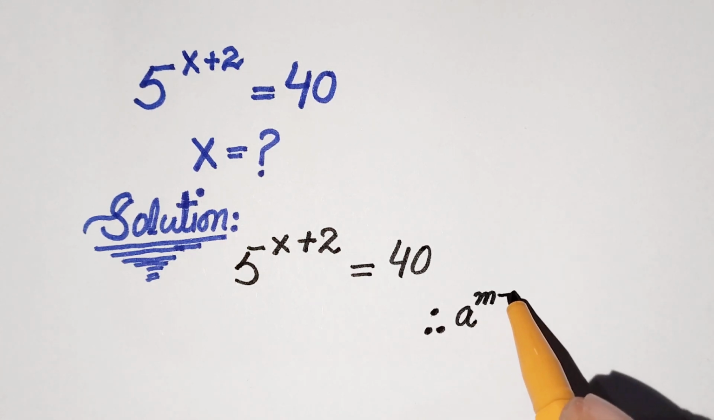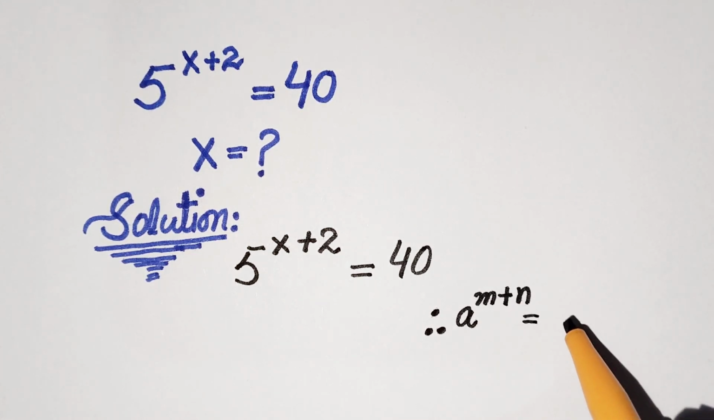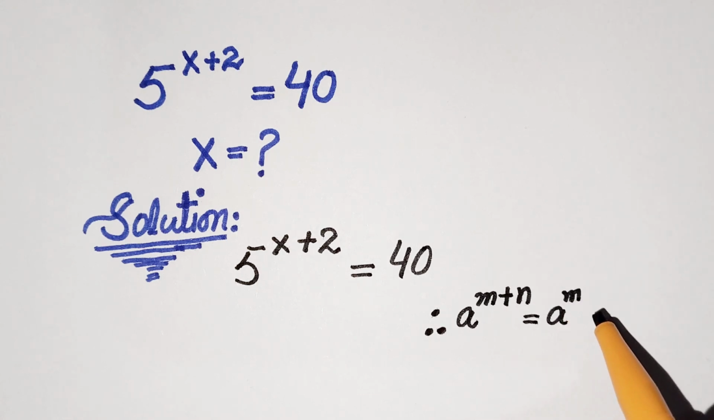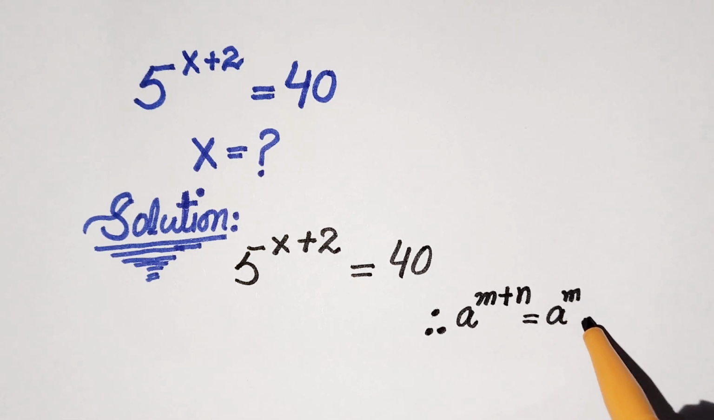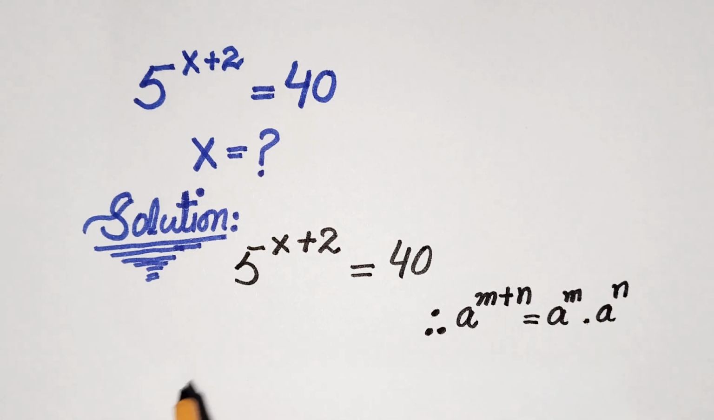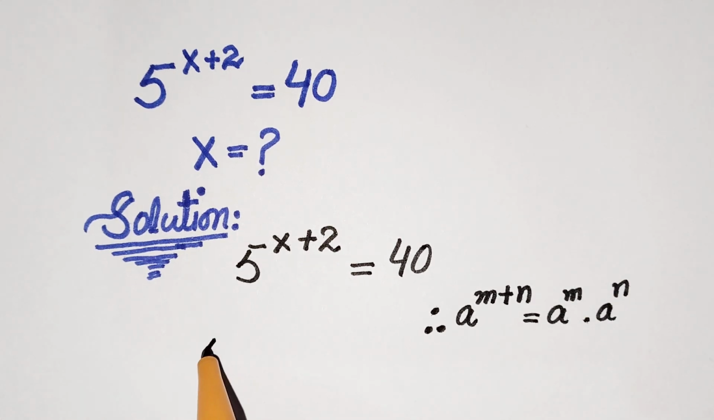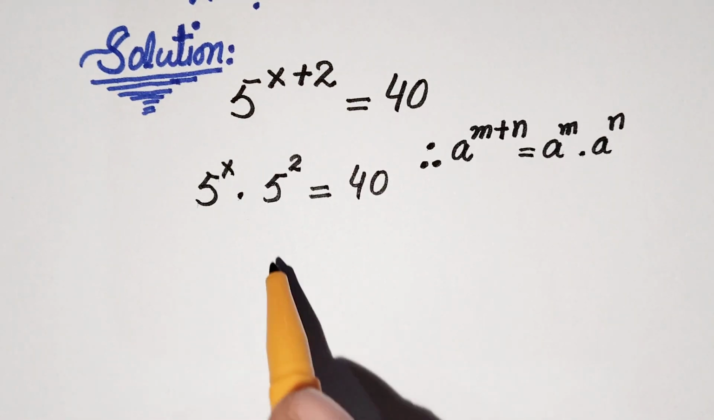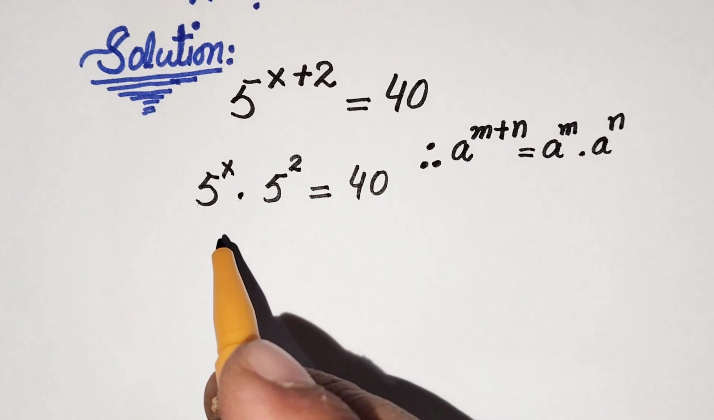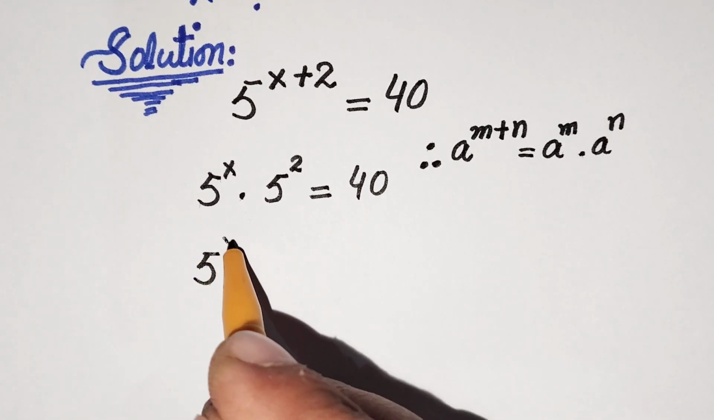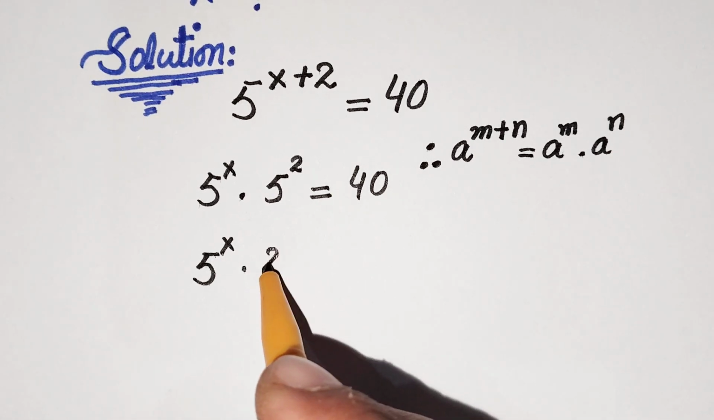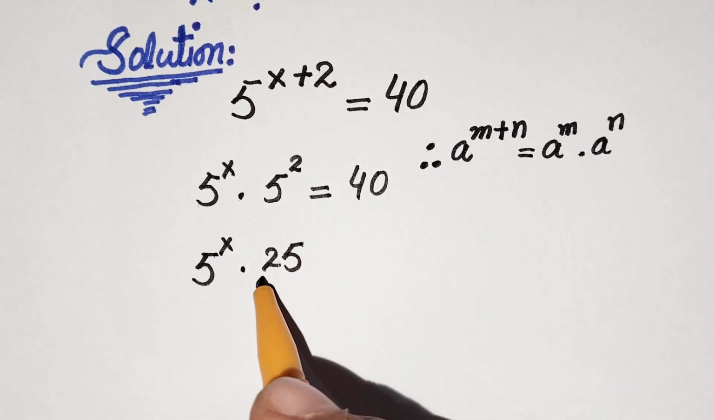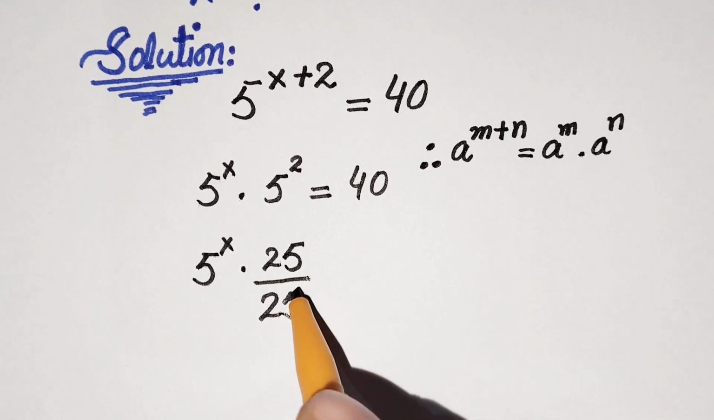if we have a power m plus n, we can also write a raised to the power m times a raised to the power n. So here we can write this side as 5 raised to the power x times 5 raised to the power 2, which is equal to 40. Now we are just going to divide by 5 square on both sides. 5 square is equal to 25, so we are going to divide by 25 on both sides.